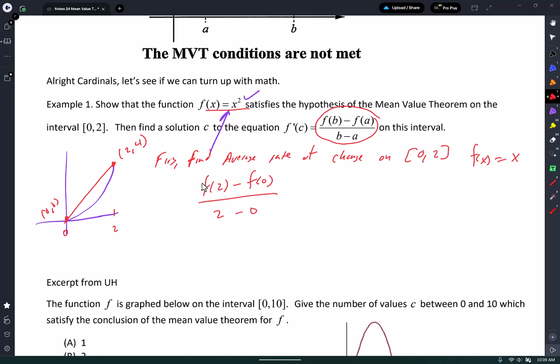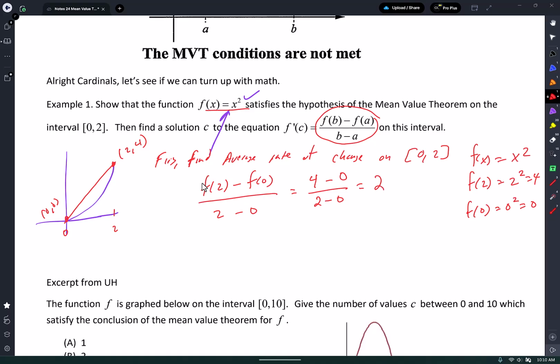F of x equals x squared. F of 2 equals 2 squared, which is 4. And then f of 0 is 0 squared, which is 0. So here we go. I'm just going to go 4 minus 0 over 2 minus 0. Have I done anything crazy, guys? So this average rate of change is 2.